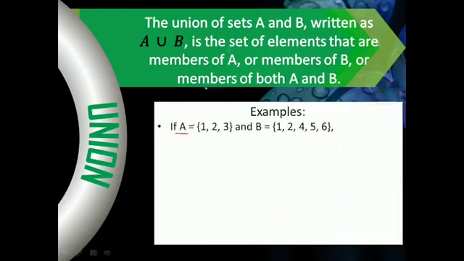If A has the elements 1, 2, 3, and B has the elements 1, 2, 4, 5, 6, then A union B has the elements 1, 2, 3, 4, 5, 6. So, these are the elements that are present in both set A and set B, so we will only write them once. Once again, in every set there is 1, 2, 3. The 3 here is included because that is union.